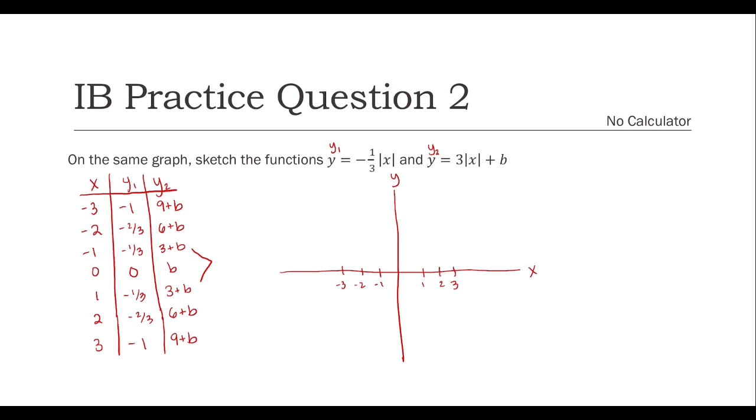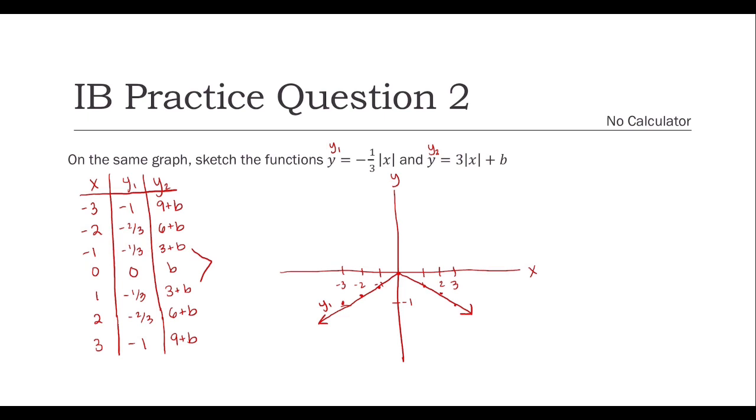So we have a point at -3, -1. So we'll draw our -1 on here. And then -2, -2/3, -1, -1/3, 0, 0, 1, -1/3, 2, -2/3, and 3, -1. So our absolute value functions create a little v. So this is our y1.